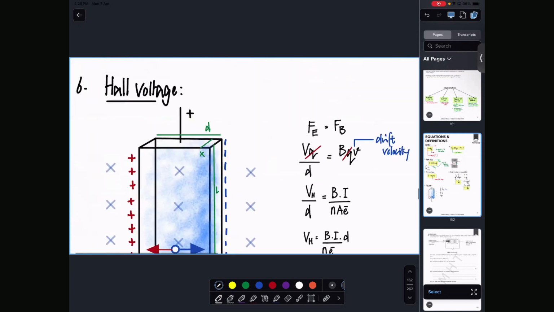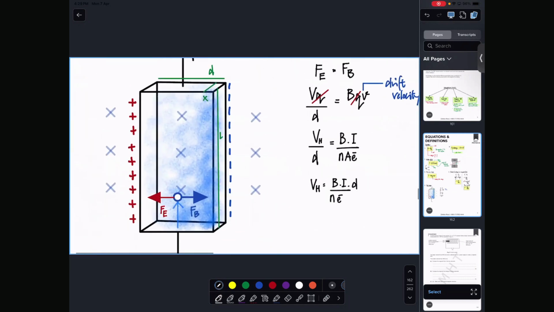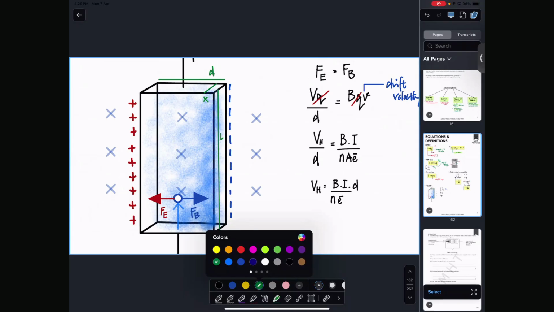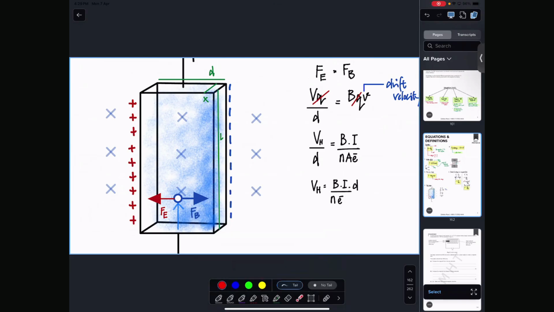Now, what is A? Can anyone tell me, based on the dimensions I've provided? What is A? LD, or DX? Wait, why is there a problem here? I equals NAQV, what is the A? The cross-sectional area of the wire through which the current is passing, right? What's the cross-section of the passage of current here? Is it this side? No, the current isn't going this way, which way is it going? This one. So isn't it supposed to be this one? So what is that going to be? XD.